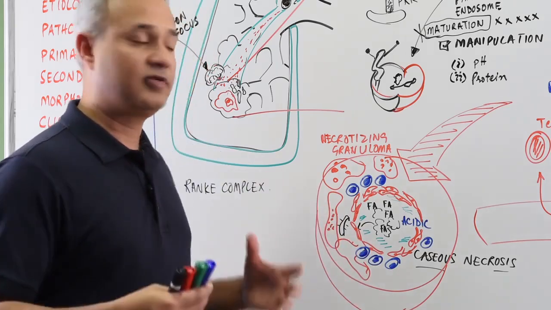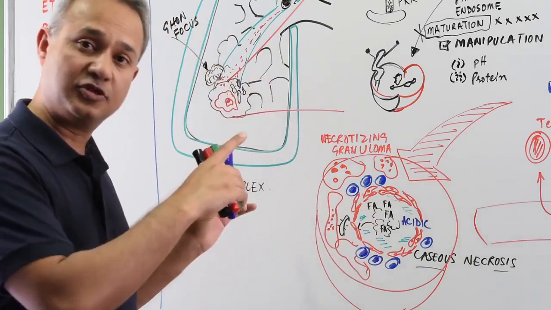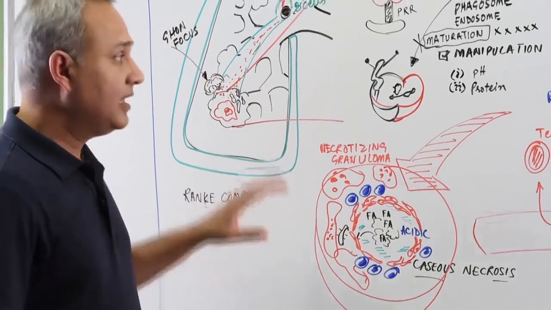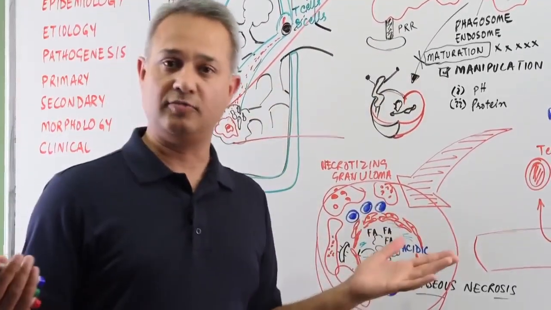So somewhere in the future when the patient is weak, this can become reactivated, and that will be secondary TB. Now primary TB can stop here and the patient is normal.